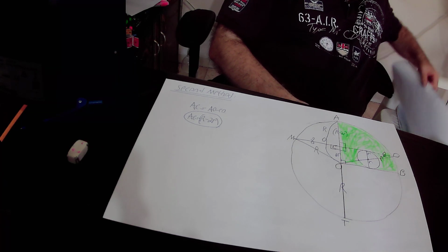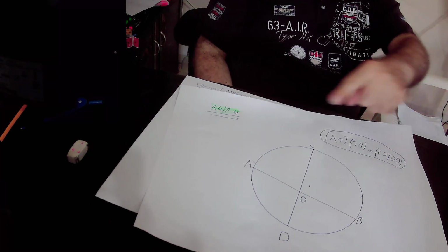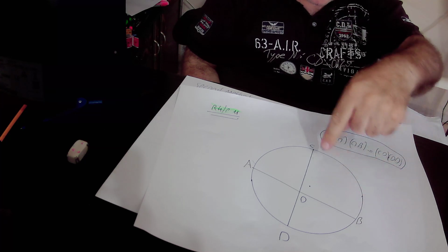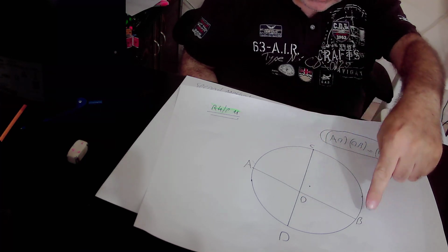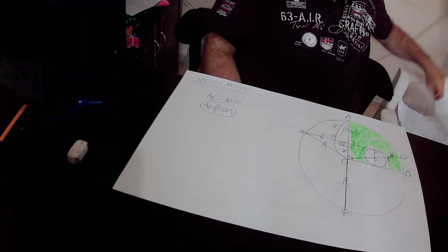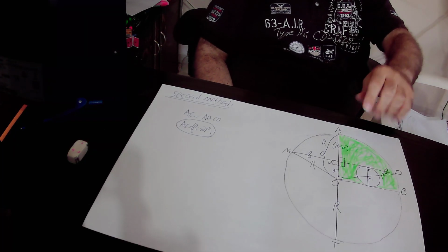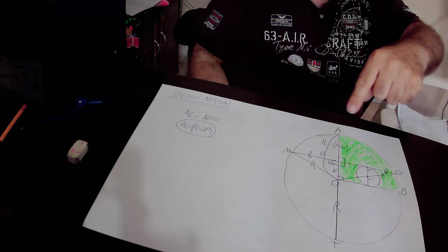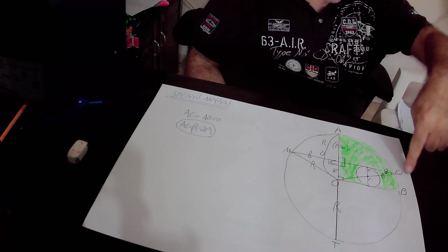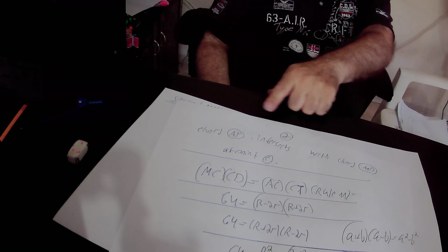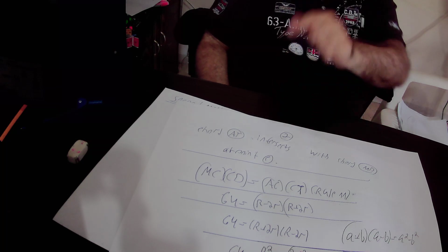According to rule number 11, if chord AB intersects with chord CD at point O, then AO times OB equals CO times OD. You can implement rule number 11 in our drawing, because we have chord AT that intersects with chord MD at point C.